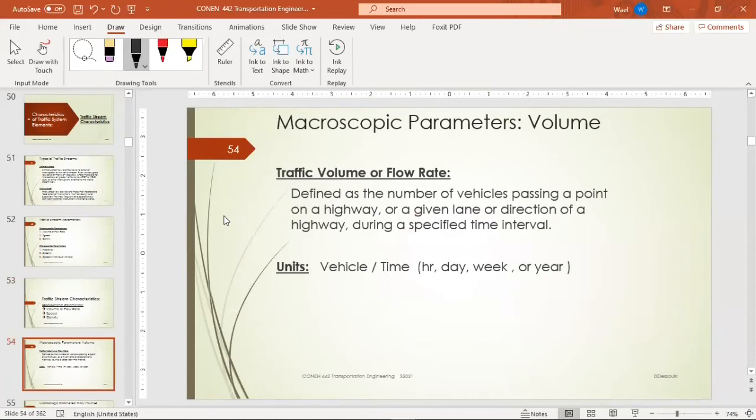Regarding the volume, the traffic volume or flow rate, what is the definition of traffic volume? Traffic volume or traffic flow rate is basically defined as the number of vehicles passing a point on a highway or a given lane or direction of the highway during a specified time interval. So that means traffic volume or flow rate is the number of vehicles per time. Number of vehicles passing a point per time, okay? The unit is basically vehicles per time. This time can be hour, day, week, or year.